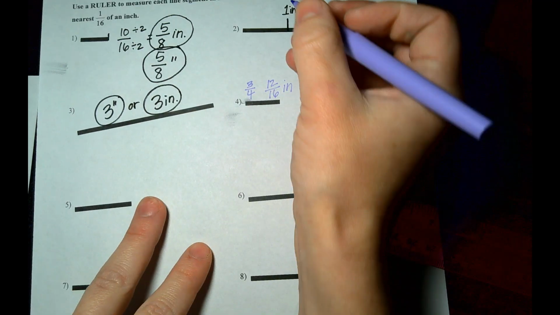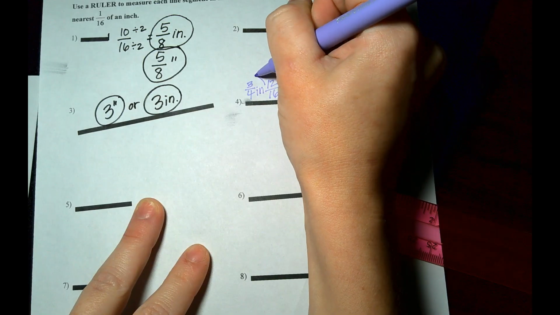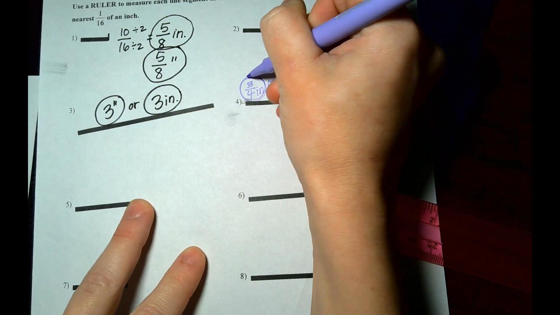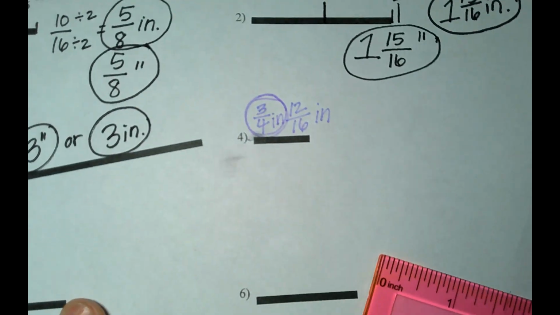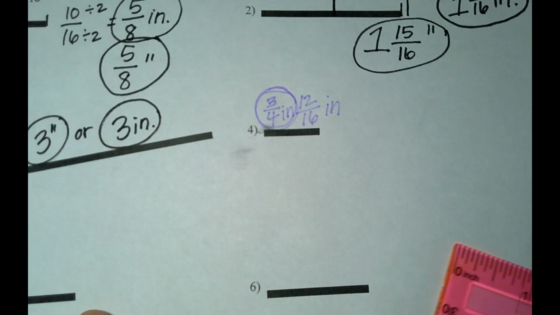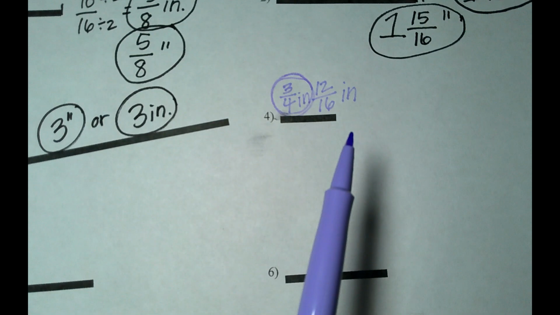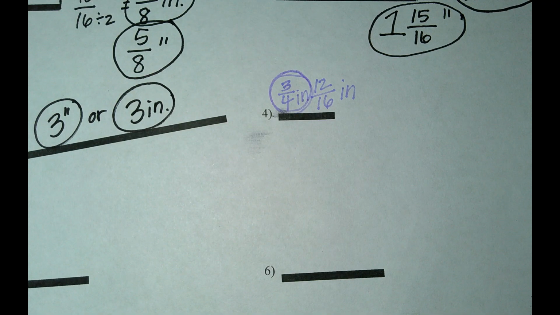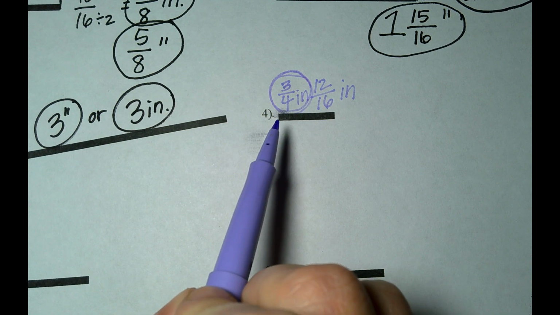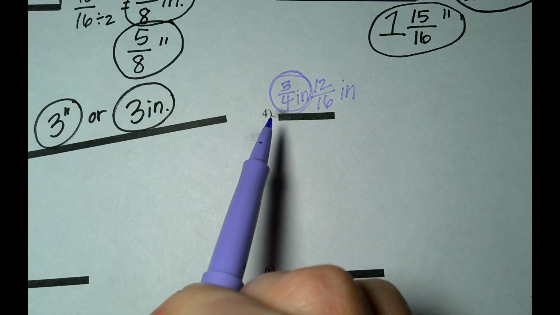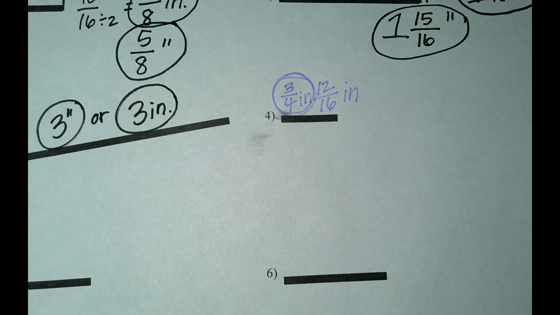Okay, 3/4 of an inch is the simplified answer. Perfect. 12/16 is still correct. However, in the real world, a hardware store might look at you funny if you say 12/16 instead of 3/4. So we do want to try to get used to simplifying our fractions when we can, just because it's going to be more useful in your real life.